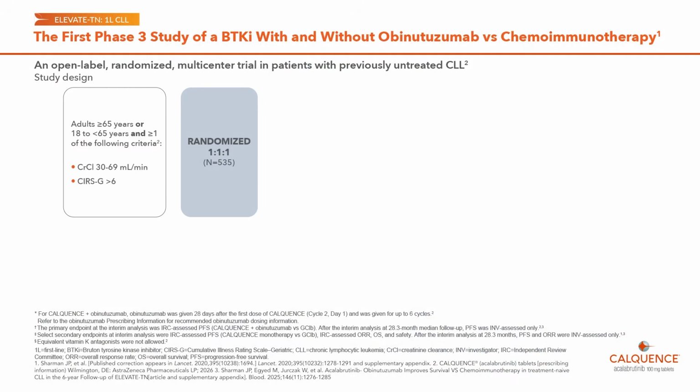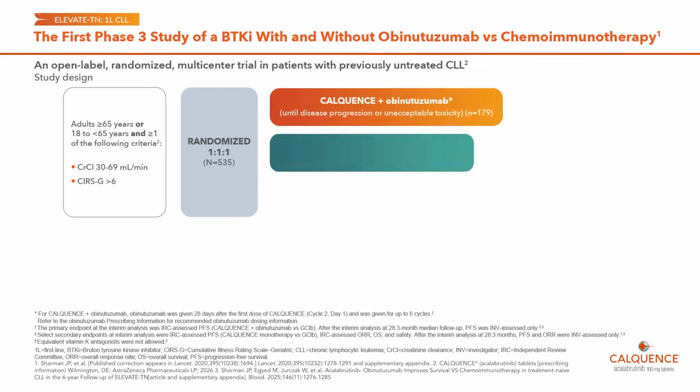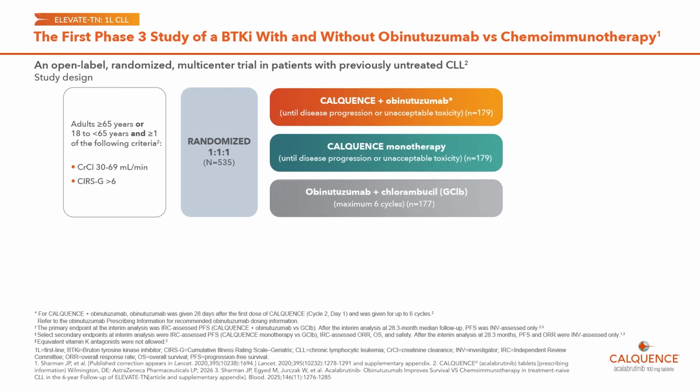As you can see, 535 adult patients with previously untreated CLL were randomized into 3 arms: CALQUENCE plus obinutuzumab, CALQUENCE monotherapy, or obinutuzumab plus chlorambucil. We will take a look at baseline characteristics in a moment.